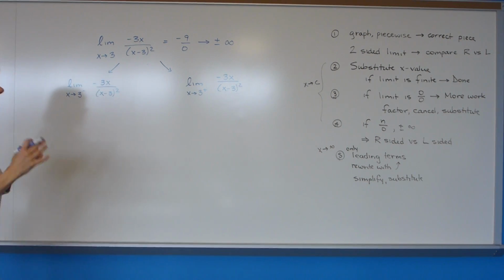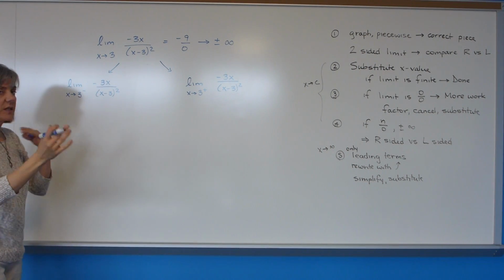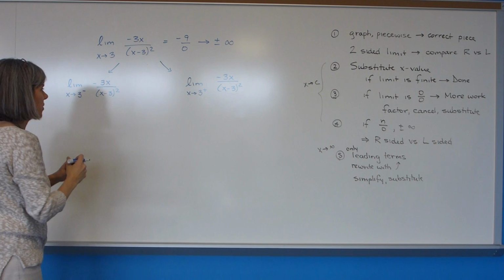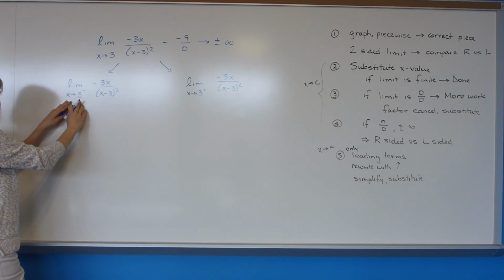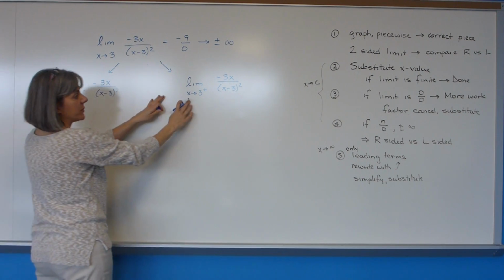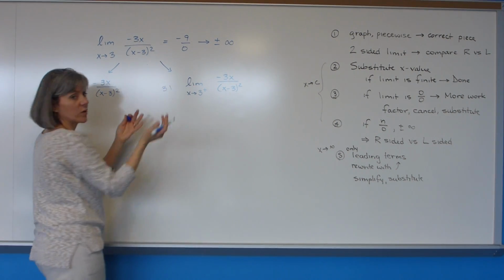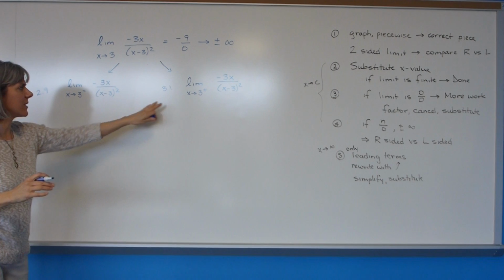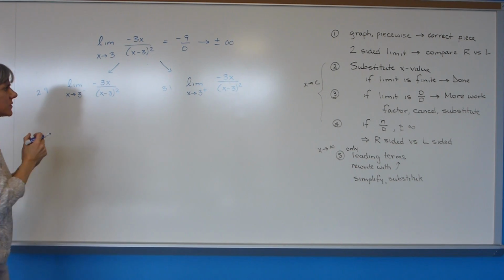Okay, so again, we know they're going to infinity. We just need to know plus or minus. So a little bit like a sign chart. What is a number a little bit less than 3? 2.9? And what's a number a little bit bigger than 3? 3.1. You could use 2.99, 3.01, just something close.